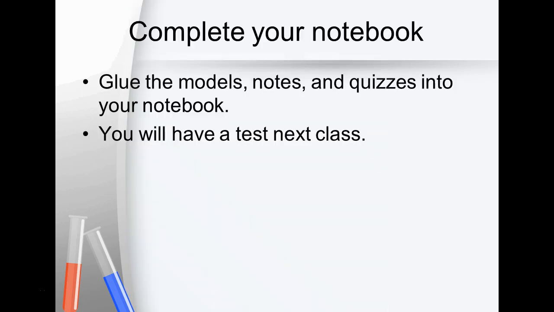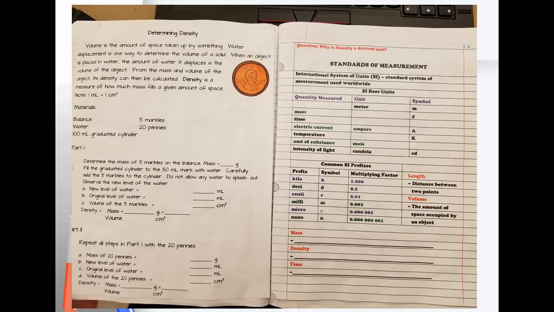To complete your notebook, you want to glue the models, notes, and quizzes into your notebook. You will have a test next class. To review again, determining density. On the left-hand side, you have your determining density. You can go back and re-watch this video as much as necessary and pause it to put in your data correctly. And make sure you have the notes for this model.